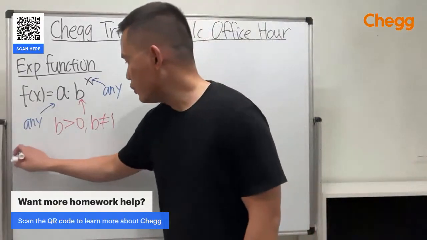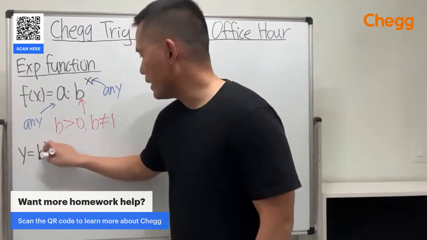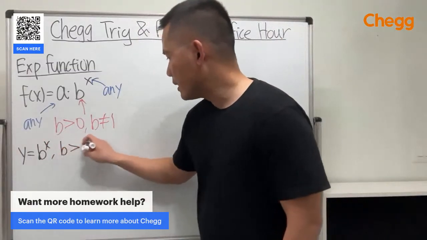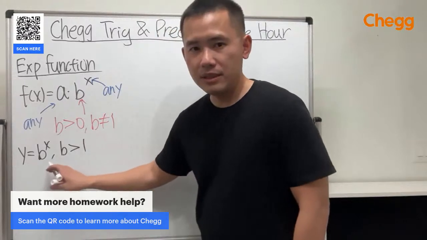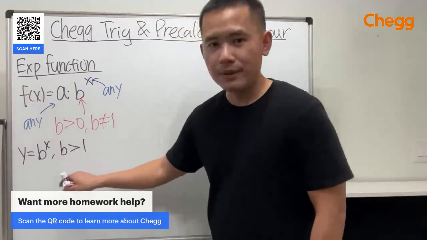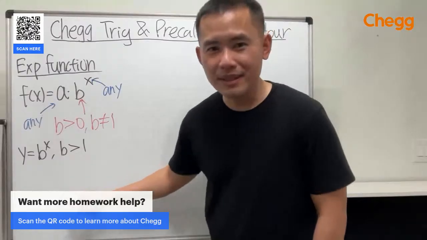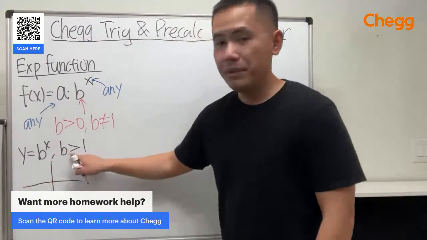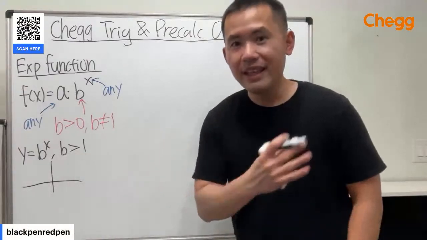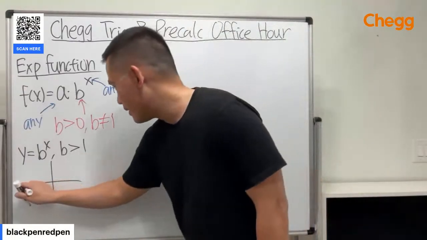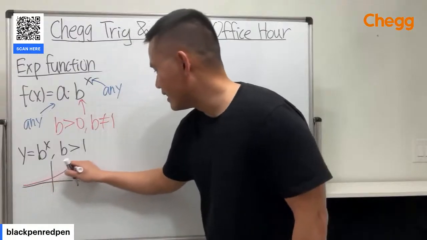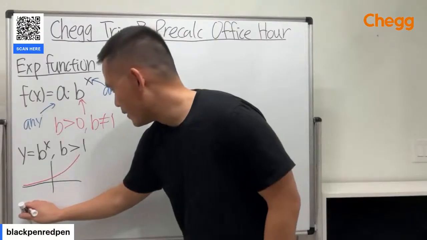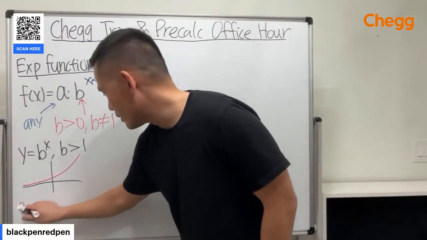Now, if you just look at this right here, b to the x. If b is greater than 1, then you are going to get this. Let me just try to do a smaller one like this then. If b is greater than 1, you get an exponential growth function like this. And then this right here, the range, let me just write it down.